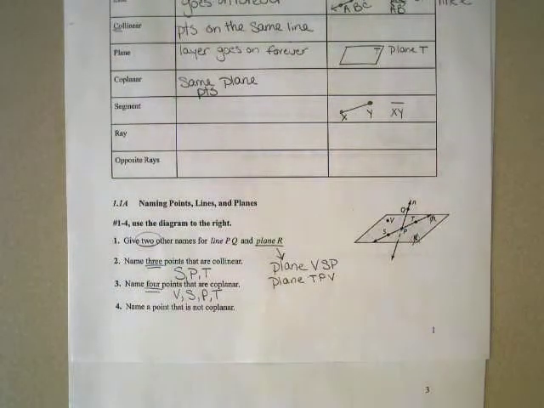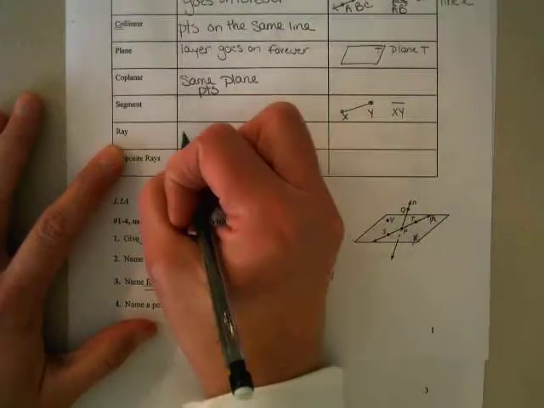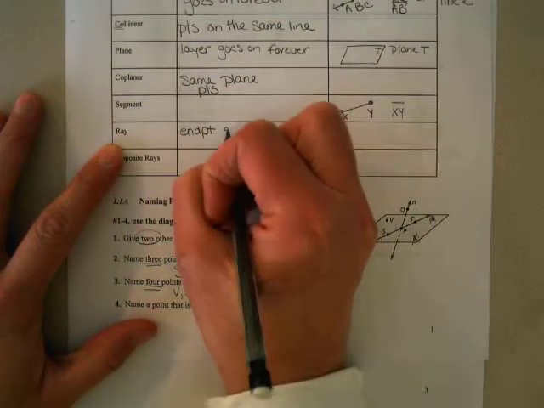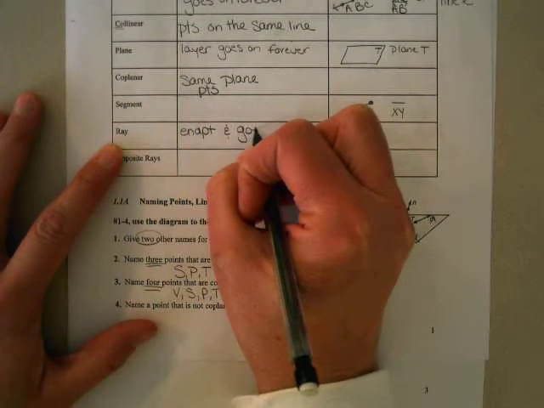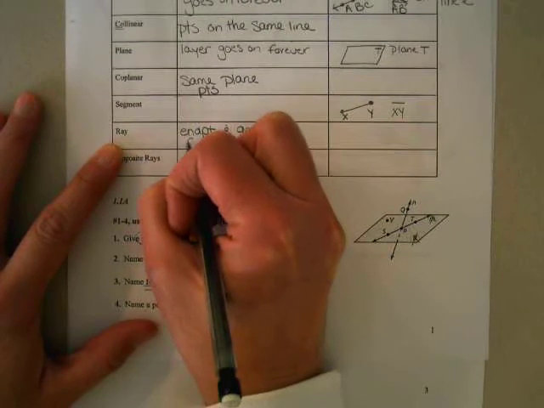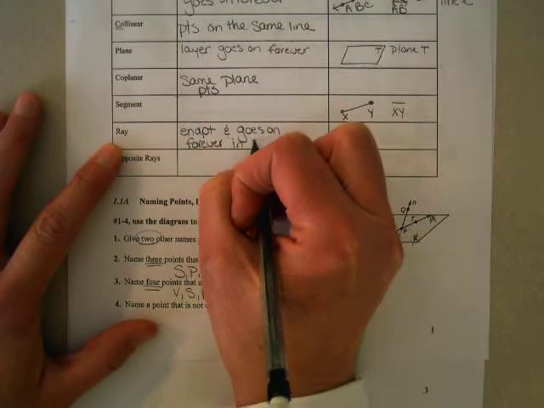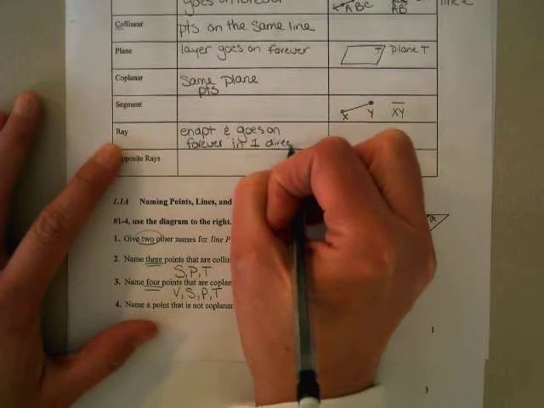Rays. I think you guys all kind of know what a ray is, correct? I mean, you kind of have a visual in your head. Naming rays gets kind of goofy. So just remember, a ray has an endpoint and then goes on forever in one direction. I'll let you write that.